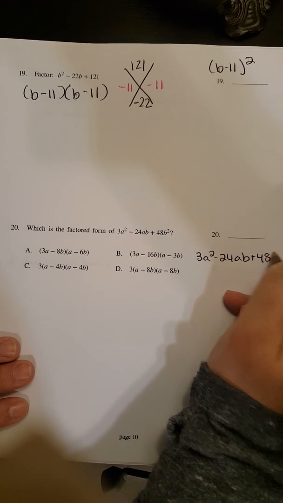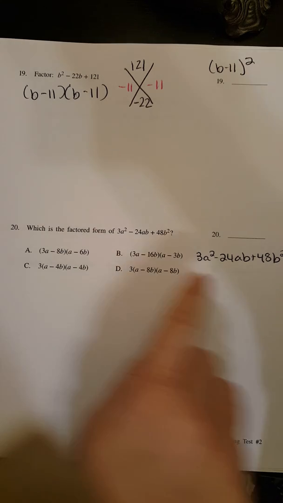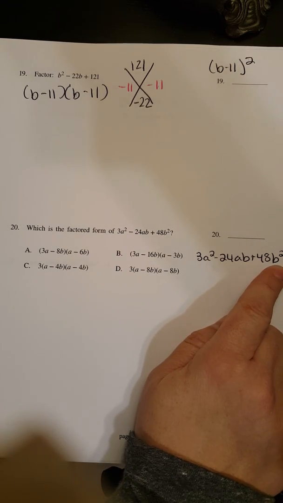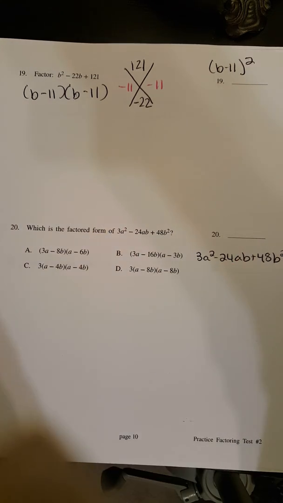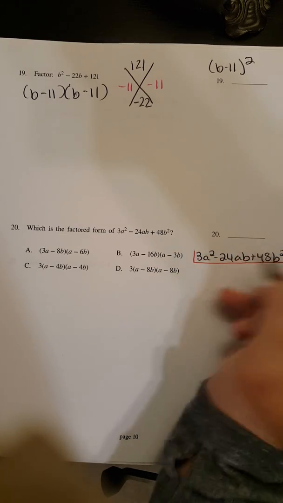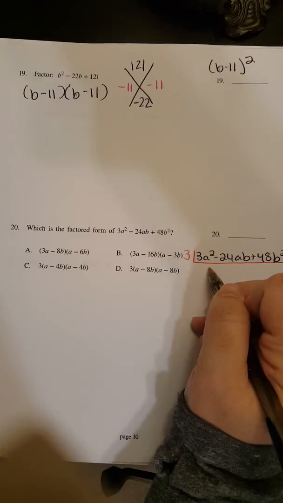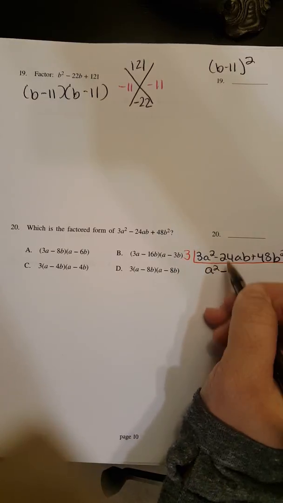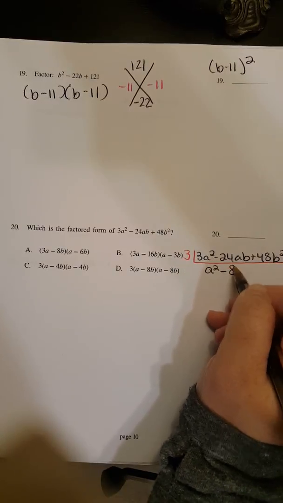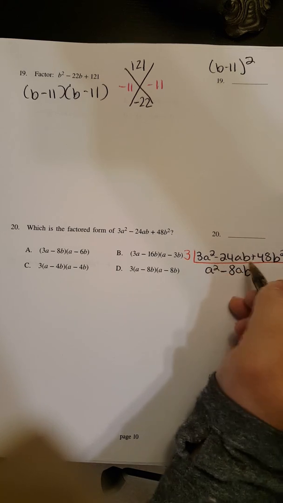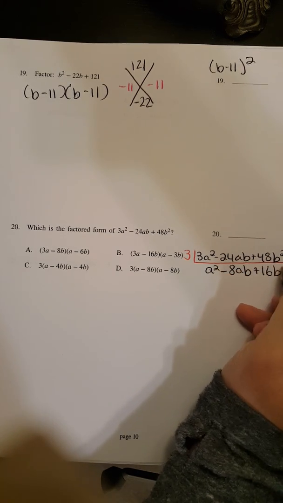Now, we got to be careful. They don't all have the same variable. They all have a's and b's, but this one doesn't have any a's, this one doesn't have any b's. So we're not going to be able to take out any variable here. But we can take out 3. 3 divided by 3 is just 1, so I'm left with a squared. Negative 24 divided by 3 is 8. And 48 divided by 3 is 16.